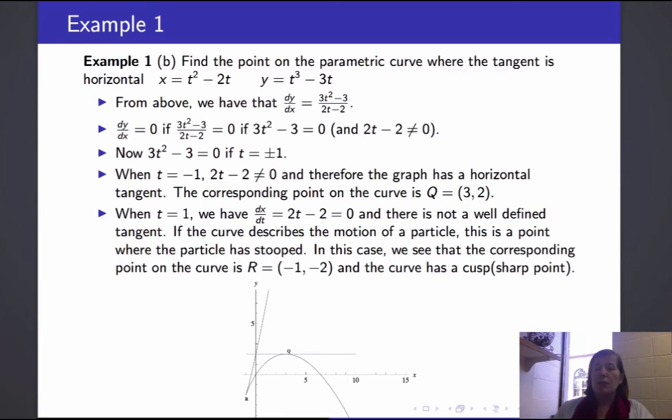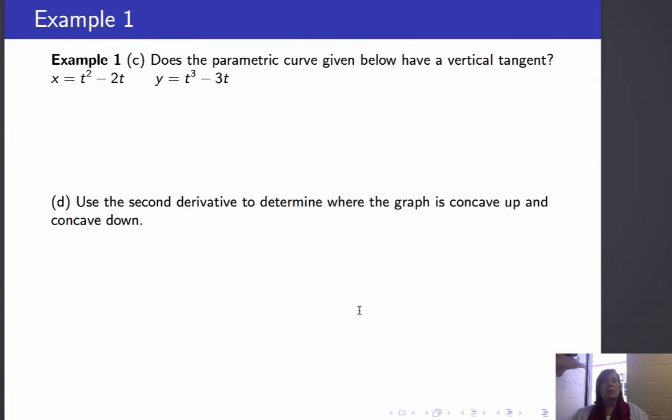Locally, the curve cannot be described in terms of y equals a function of x because it doesn't pass the vertical line test. The curve is not a differentiable function of x at this point, so it doesn't make sense to talk about a tangent to the curve at this point. Let's see what we can say about a vertical tangent. Does the parametric curve have a vertical tangent?